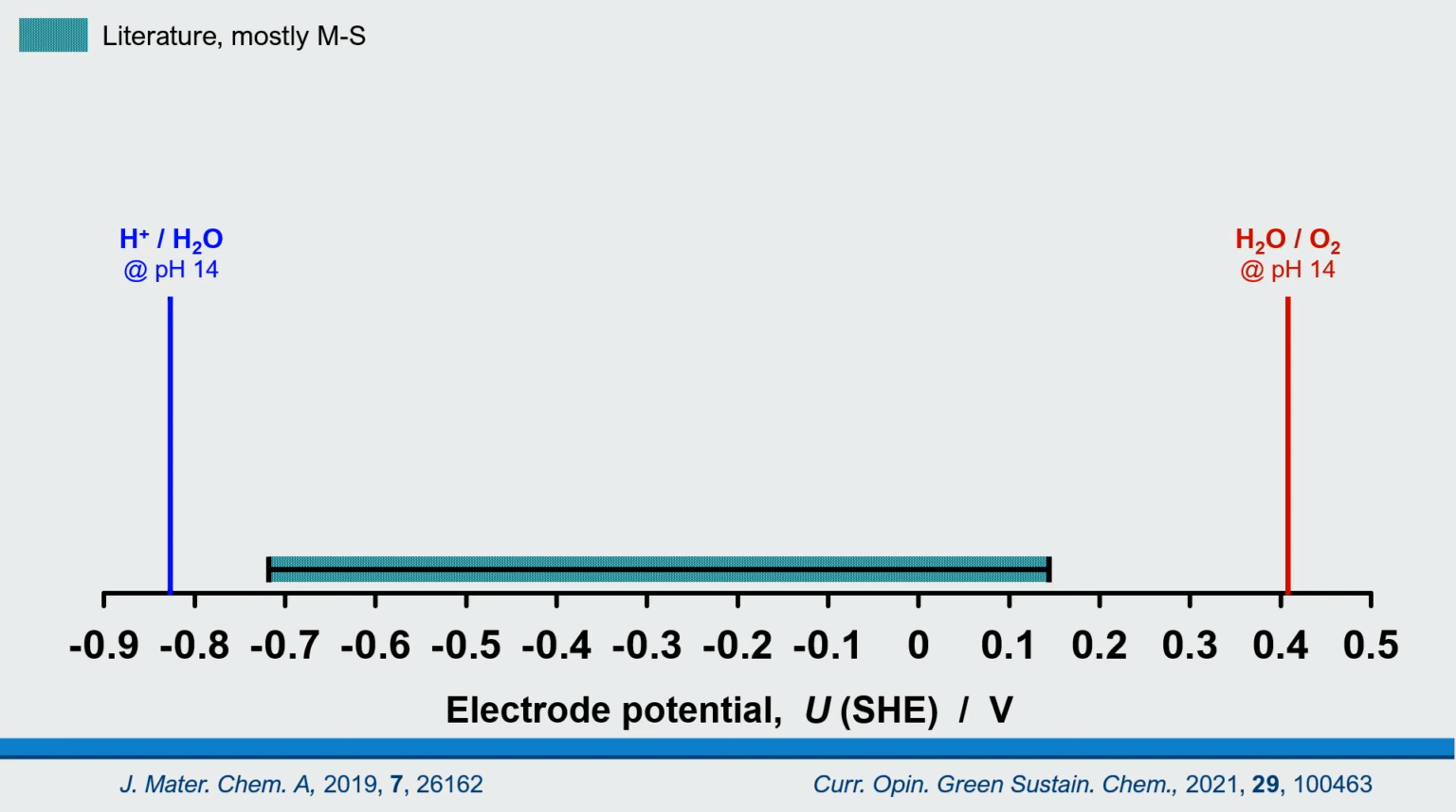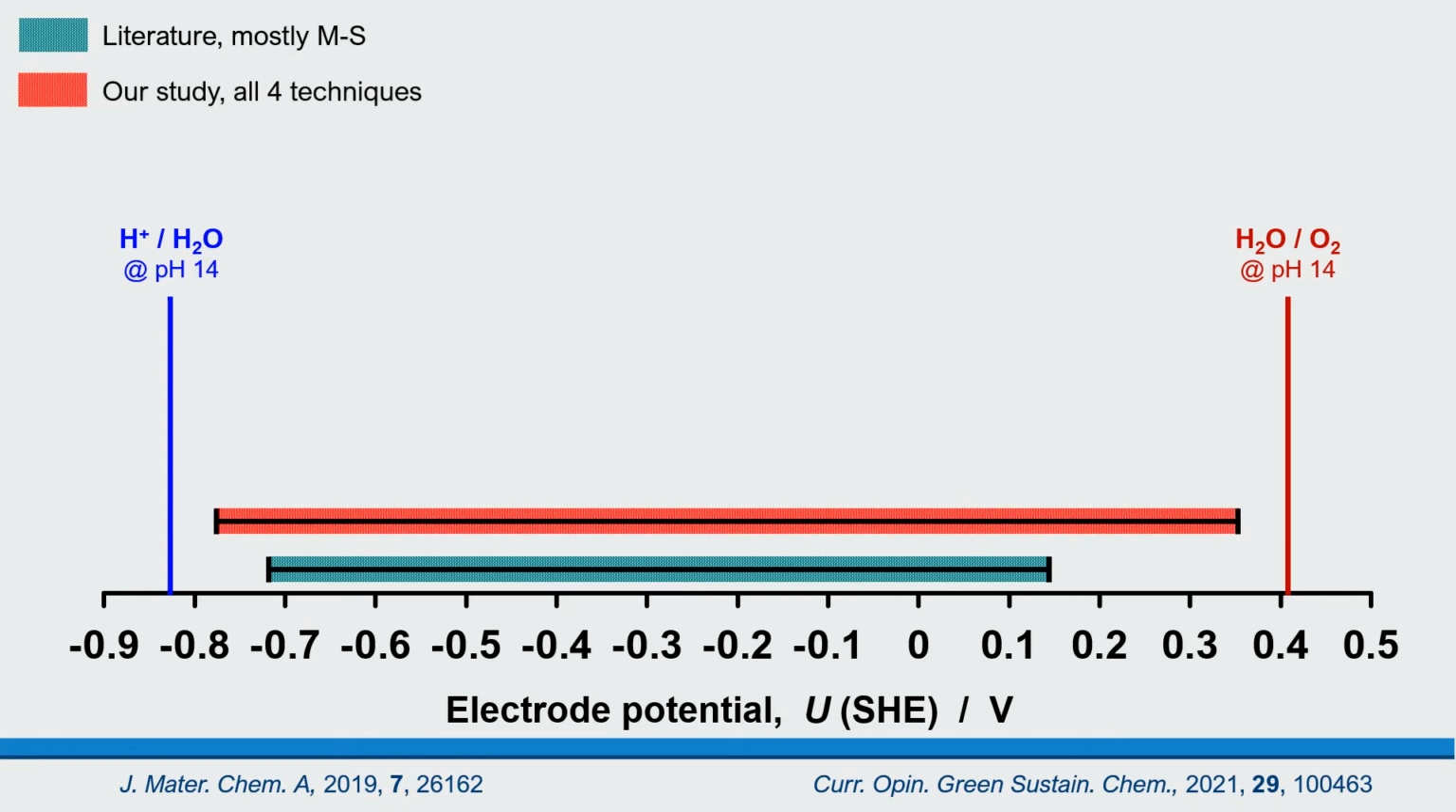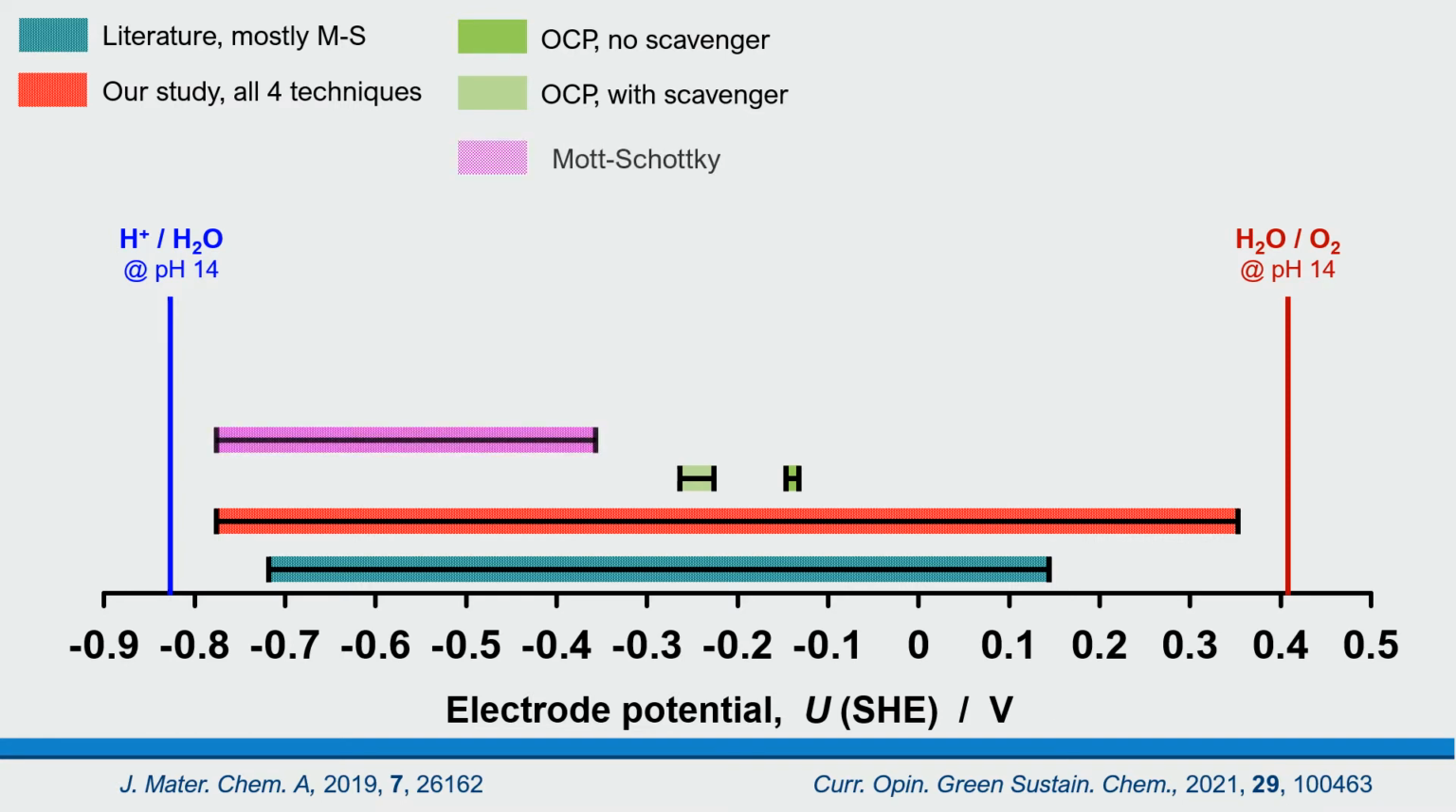And then from our own study, which we published about 2 years ago, we showed that actually if you use a multitude of techniques to determine the flat band potential, you can get whatever value you want, and it practically spans the whole water splitting potential range. So what did the techniques actually give us? We used open circuit potential measurements to try and determine the flat band potential. So we did this without scavenger and with hydrogen peroxide scavenger. And we got values that were quite close together, but these values were subsequently superseded by other experiments that showed that the flat band has to be more negative.